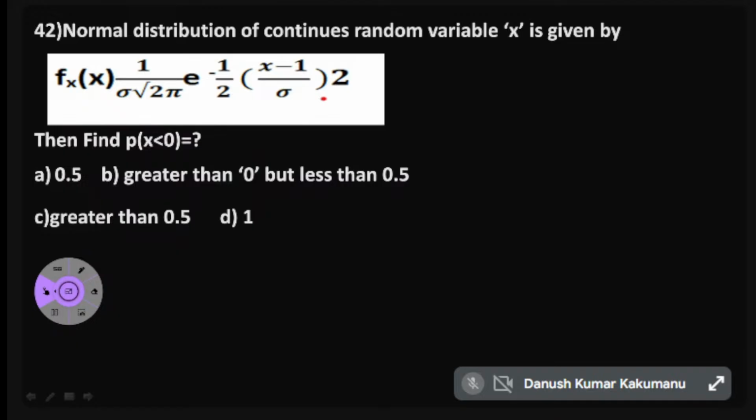Yeah, try this question. We have done so many questions on normal distribution. Tell me the answer to this question. Every normal distribution question we have done so many.